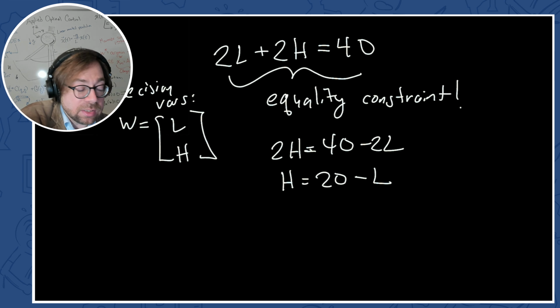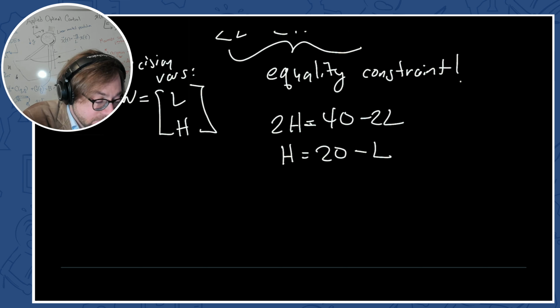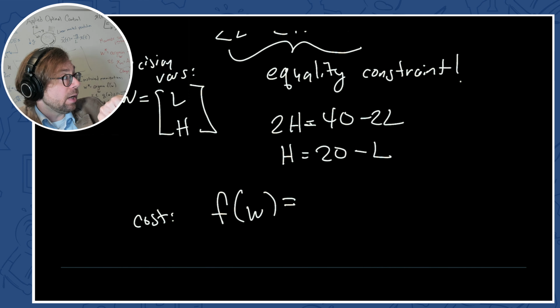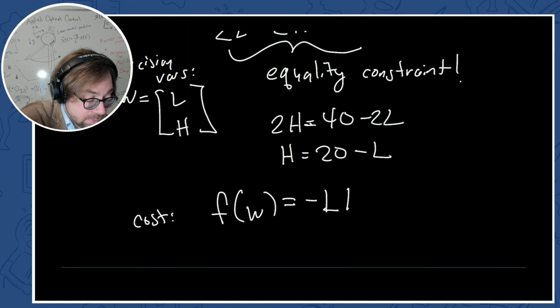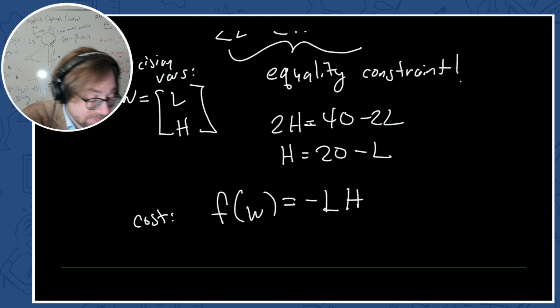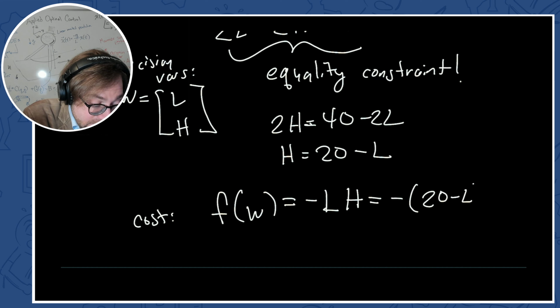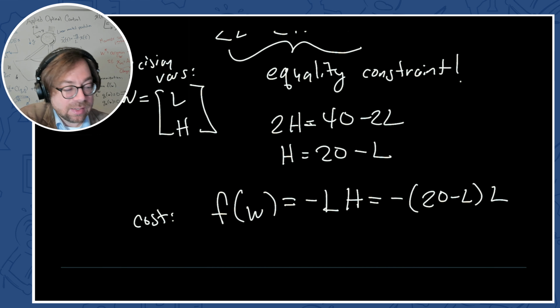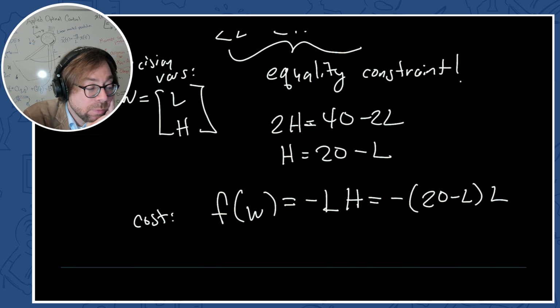And as a result, our cost function, which we said is not area, but negative area, because we want to minimize negative area, which then maximizes area, okay? This means that it's equal to minus (20 minus L) times L. That's right. Now we have a cost function which only has one variable in it.